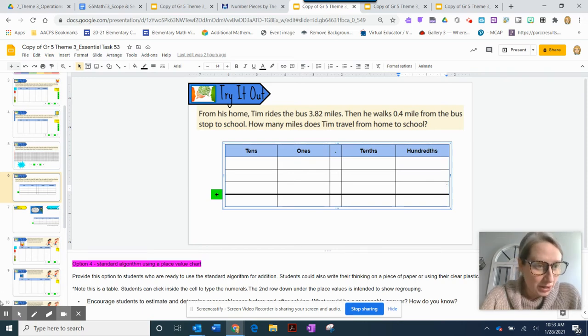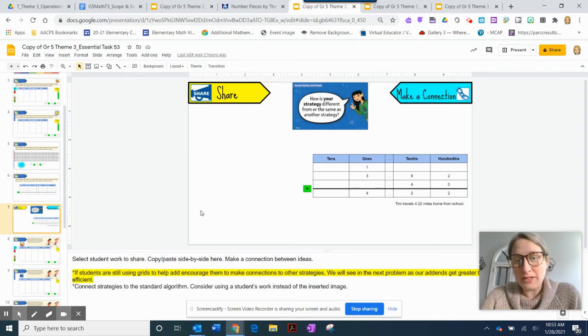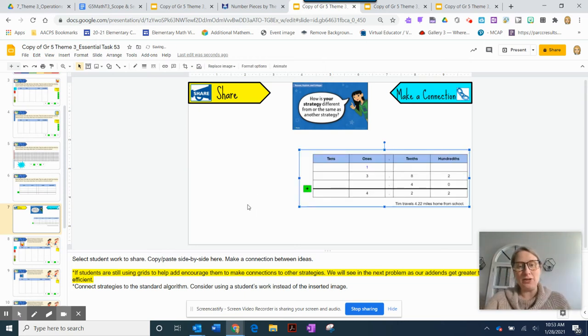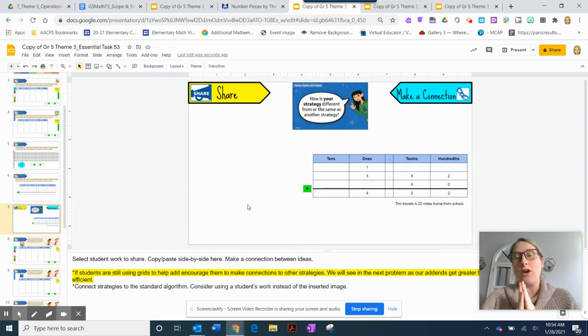So here, though, our purpose really is to connect other strategies to the standard algorithm. Even if a student did not show the standard algorithm, you will notice here is a picture of the standard algorithm. You can use a student work sample instead of this one. If you want to delete this, you totally can. That is an option. Just click it, delete it, it'll go away. So feel free to do that if you would like to. But remember, we're really making that connection. We're really going for what is efficient here.